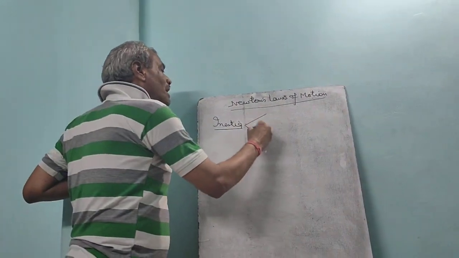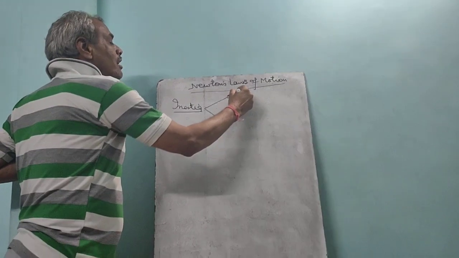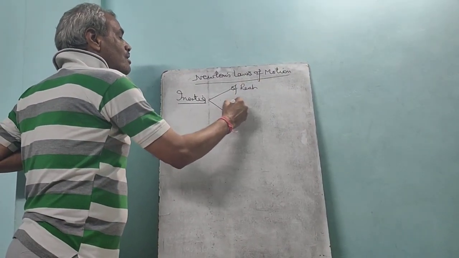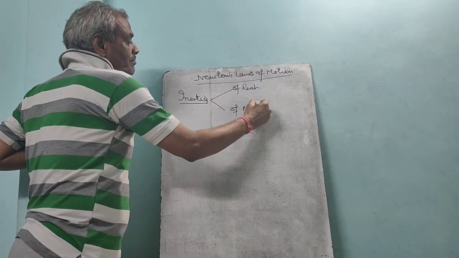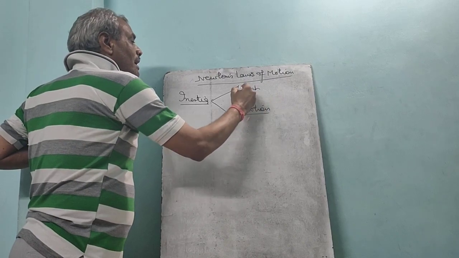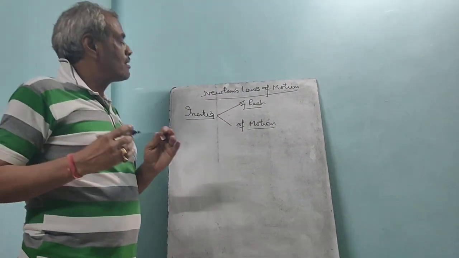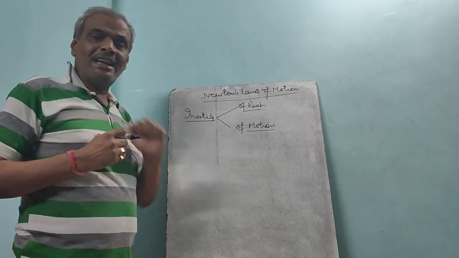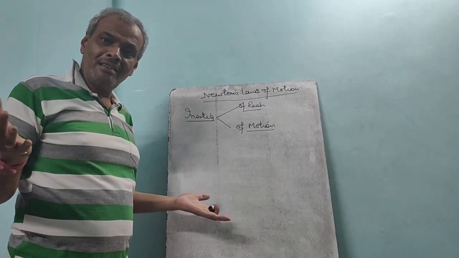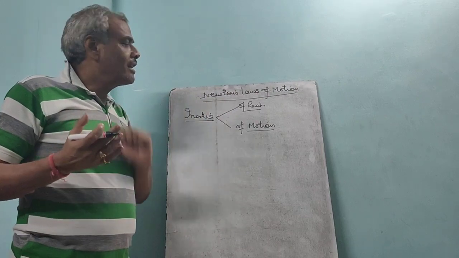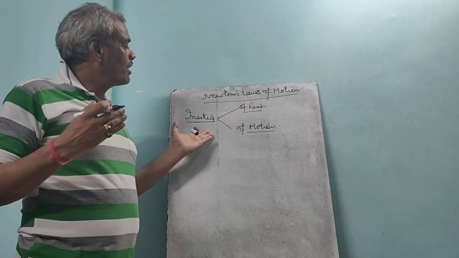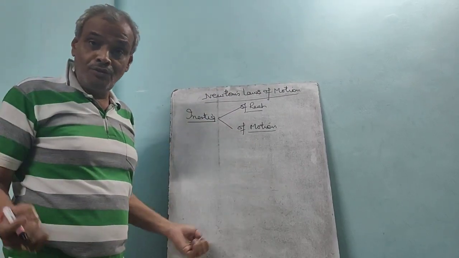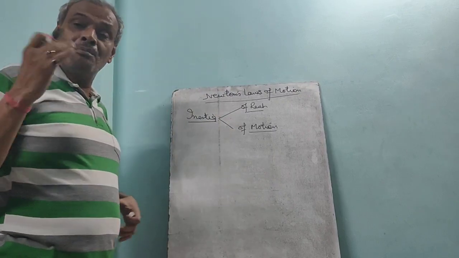We have two kinds of inertia: inertia of rest and inertia of motion. What is inertia of rest? If a body is at rest, then it wants to remain at rest. That is inertia of rest. Inertia of motion: if a body is in motion, then it wants to remain in uniform motion. That is inertia of motion.